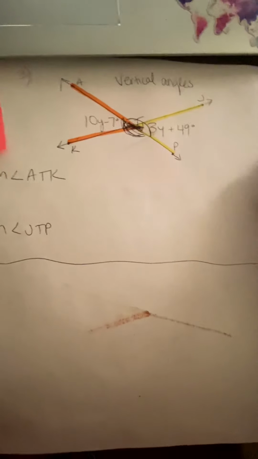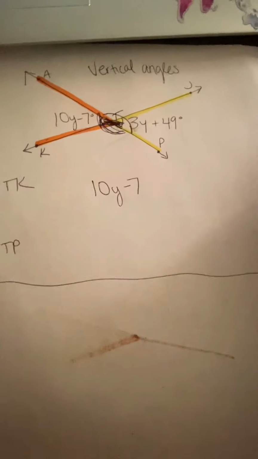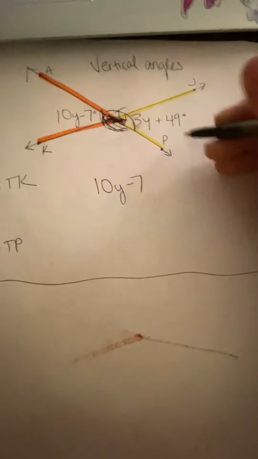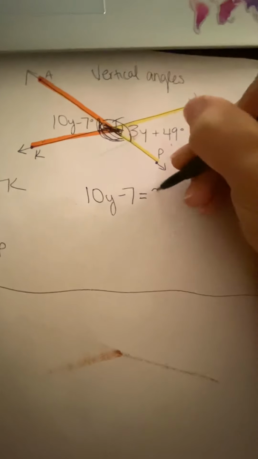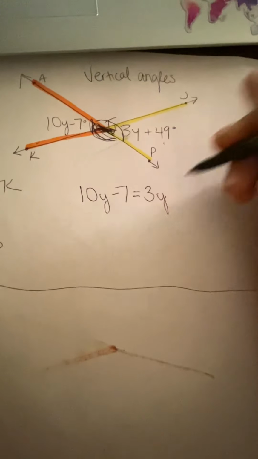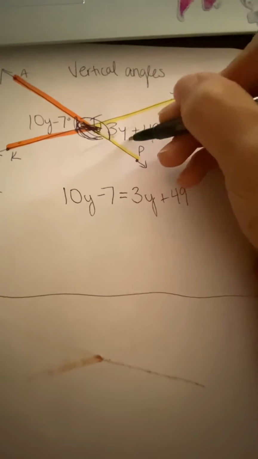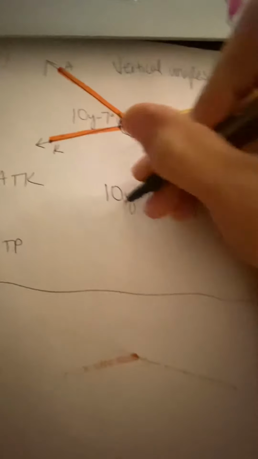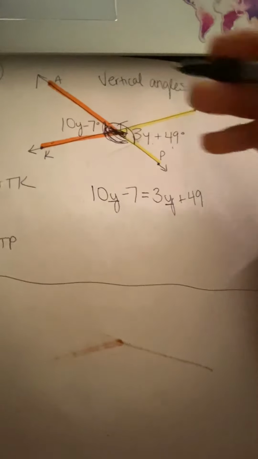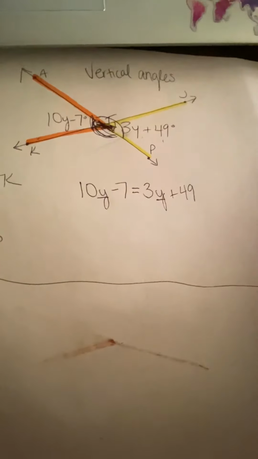So what I'm going to do here is kind of similar to number 2. I'm going to say, okay, 10y minus 7, but I'm not going to say that it's equal to 180 with this one like I did last time. Instead, I'm going to set these two expressions equal to each other because they have the same exact measure. So if I just start solving this equation, I'll find the value of y, and then we'll do like we did last time and substitute our value of y in both expressions.